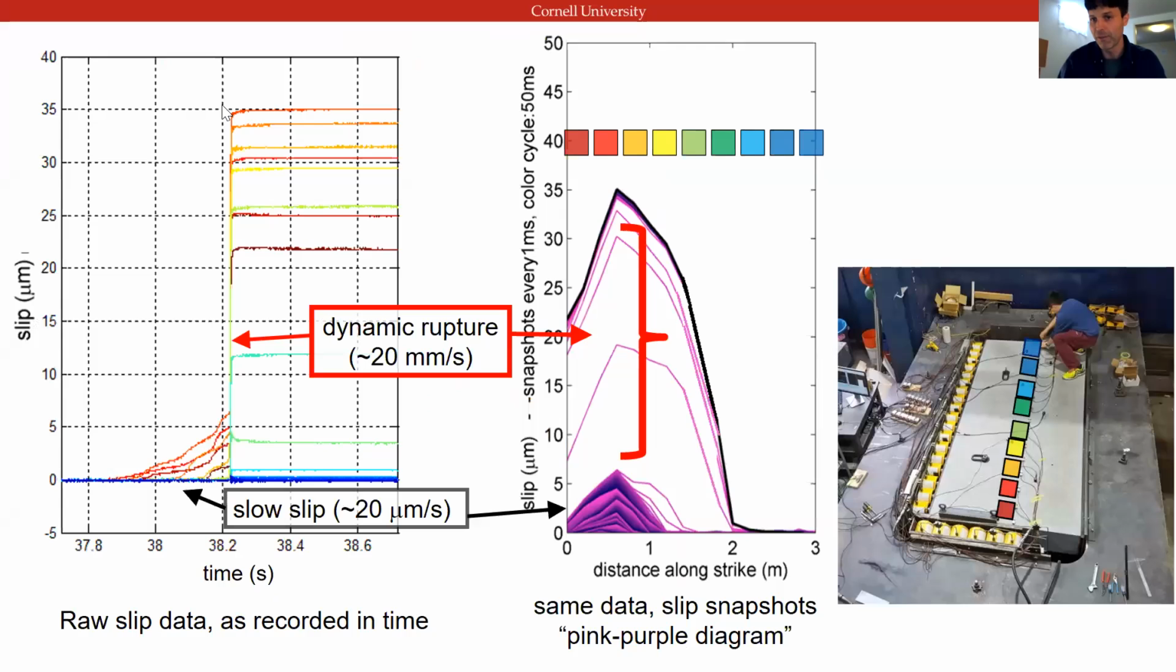This one slipped 35 microns. Some of them slipped less. And then after that, it kind of didn't slip at all. And then the blue end didn't slip at all, ever.